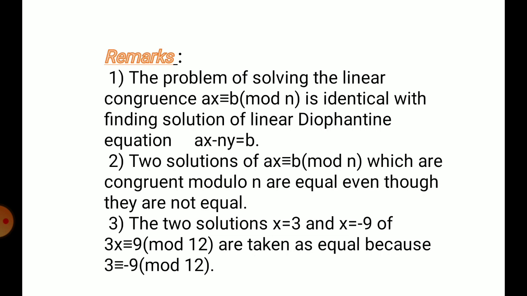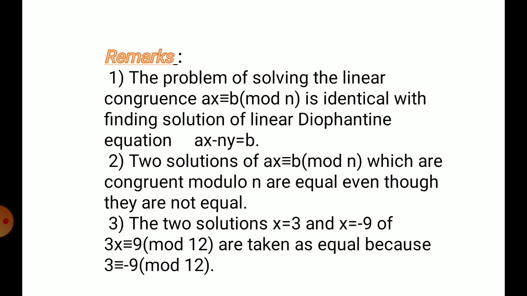Second, two solutions of this congruence ax ≡ b mod n are said to be equal even though they are not equal. For example, x = 3 and x = −9 are solutions of the congruence 3x ≡ 9 mod 12. Because you can observe that if we put x = 3 and x = −9, then this congruence is solved. Therefore, x = 3 and x = −9 are solutions of the congruence 3x ≡ 9 mod 12.